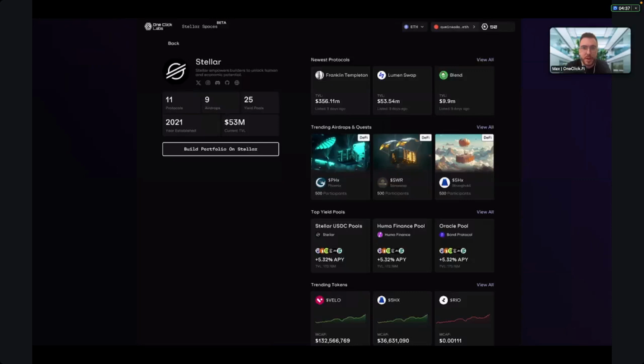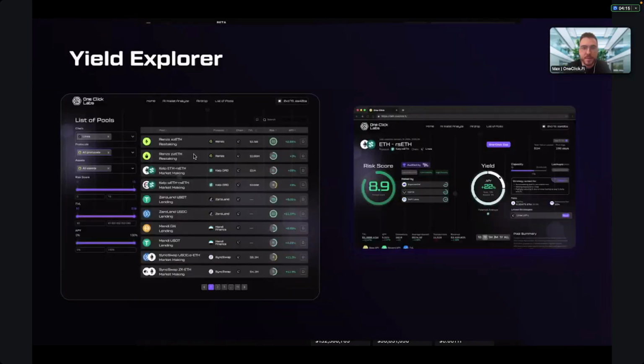In terms of the UI, this is, for example, how it looks for Stellar. We recently made it for them. This is basically an overview of the ecosystem, the newest protocols with their TVL, some trending airdrops and quests, top yield pools that you can zap into in one click, trending tokens, etc. And you can then explore the whole universe of yield pools.